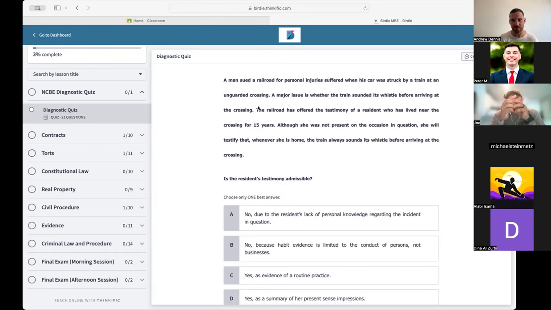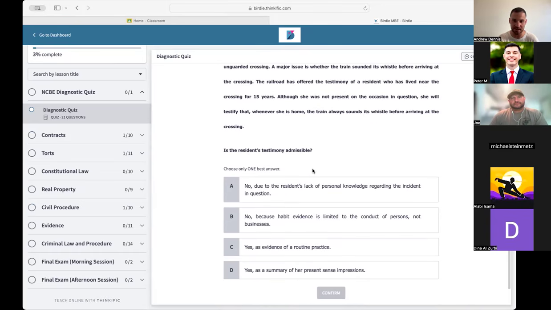This sounds like it's going to be routine, right? Like it always sounds its whistle. It's like some mechanical thing that just happens. There's no reason to believe that it's not valid. She's not testifying that it rang on this occasion. She's testifying that it always does sound its whistle, right? So she has enough knowledge to be a lay witness to this effect of routine, right? So no, because of the resident's lack of personal knowledge regarding incidents in question. No, due to the resident's lack of personal knowledge regarding incidents in question.